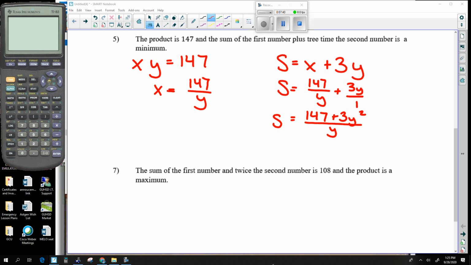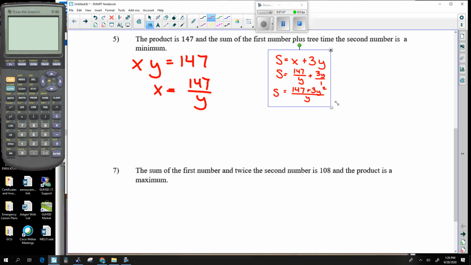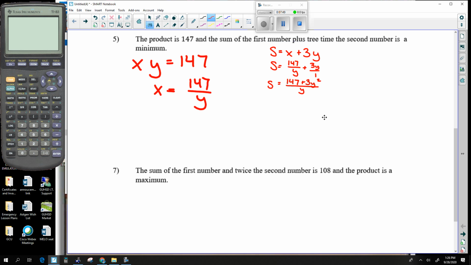Okay, so we have an s. Now let's take the derivative of that and let's see if we can actually get some numbers out of this thing. So the bottom goes up. Derivative of the top is what, 6y. Minus, leave the top alone. Derivative of the bottom is 1. All of the bottom squared.